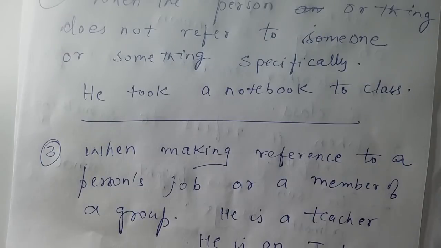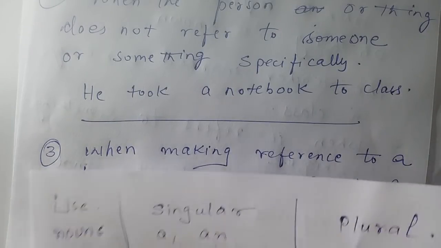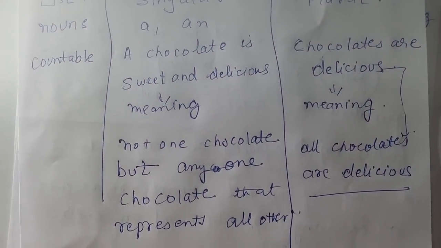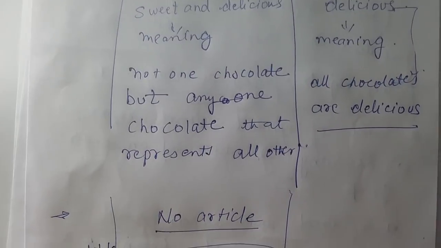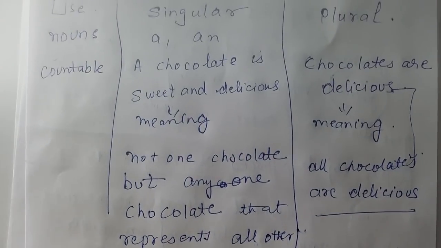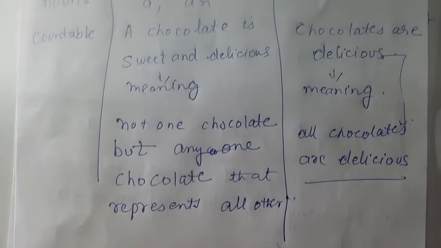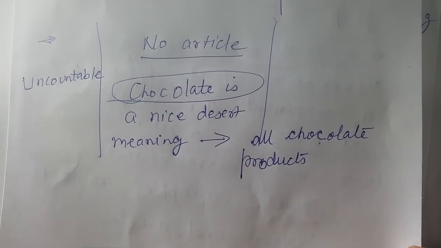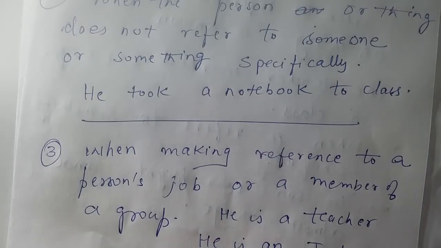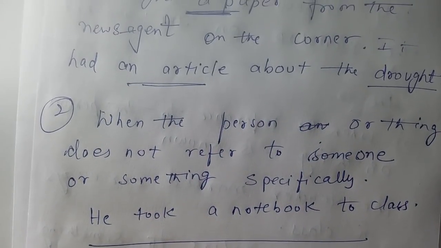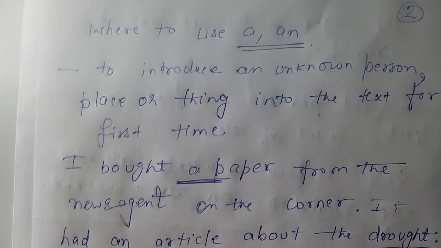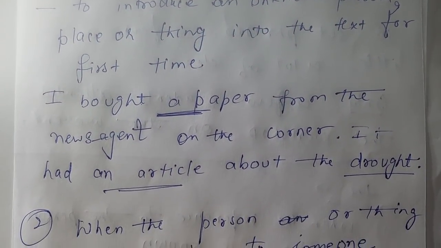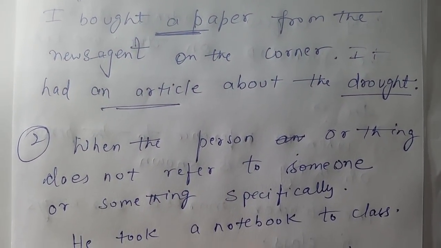Right, after that this is about countable nouns. The examples are in front of you. This is about uncountable nouns. Right. After that my second page is there. I will show this page to you again. This is the second page, please. These are some of the rules. Most of you may know these rules.